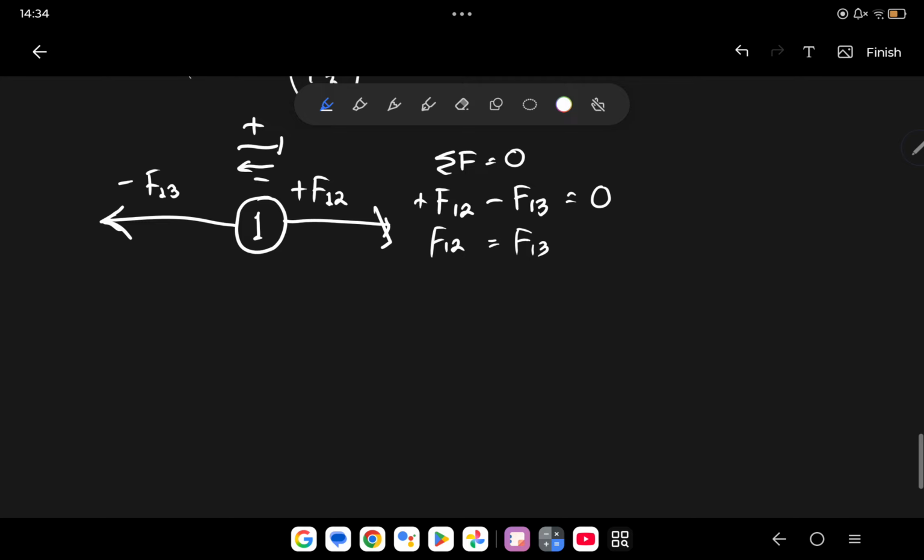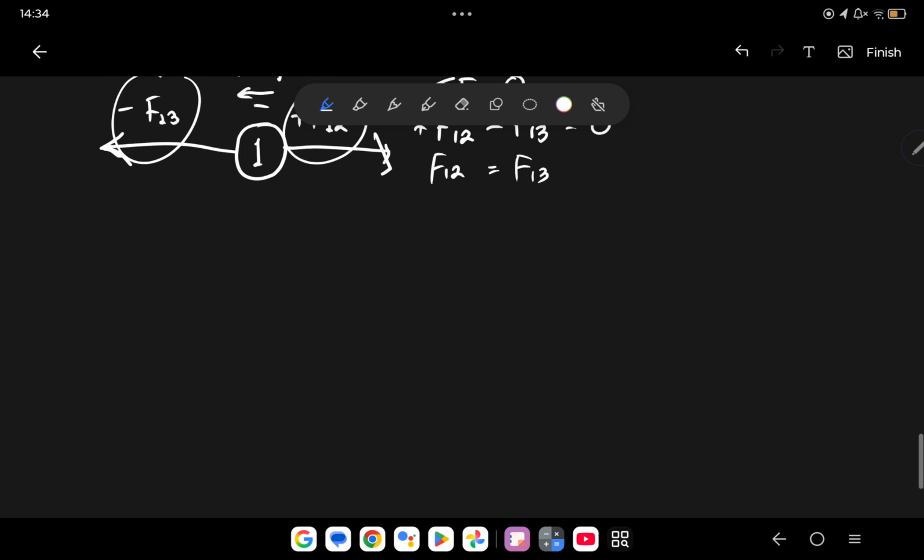So we can say that the size of this is equal to the size of this. Remember, the size is the same. It's not exactly the same because the direction is different, but the size is the same. Okay, now let's write this in equation form.